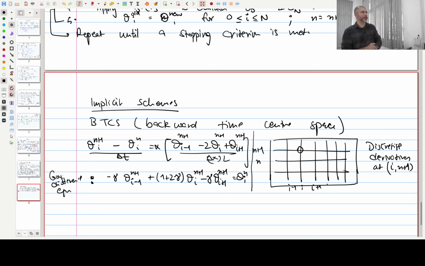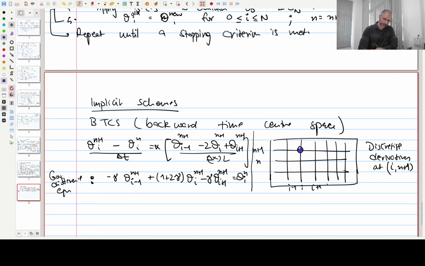So this is our governing difference equation. Now you can see that it's not explicit. I cannot evaluate the value at a given point using known values. It's an equation which has multiple unknowns in it. It's a linear equation. Let's draw the stencil of the scheme as well.